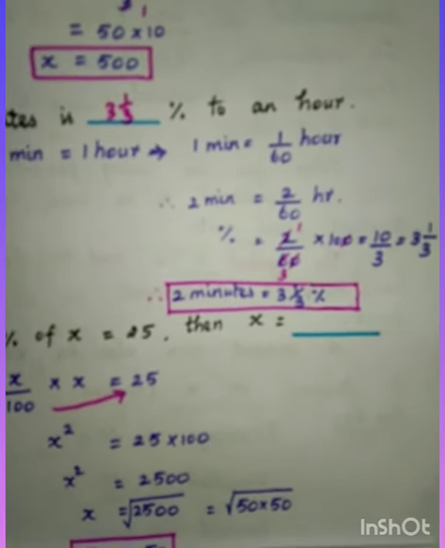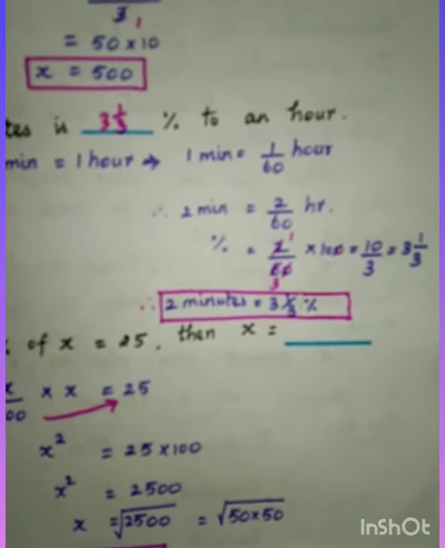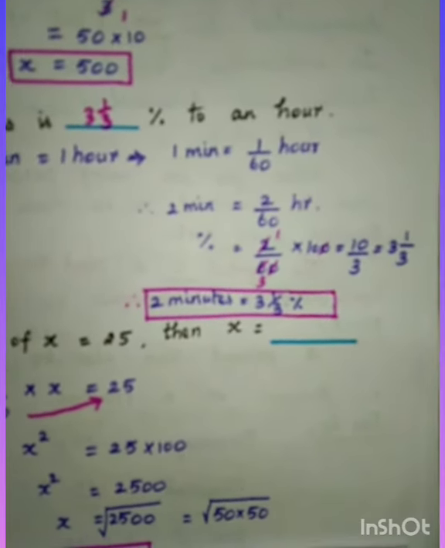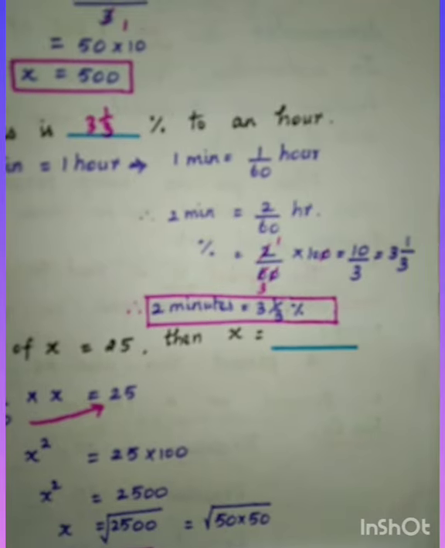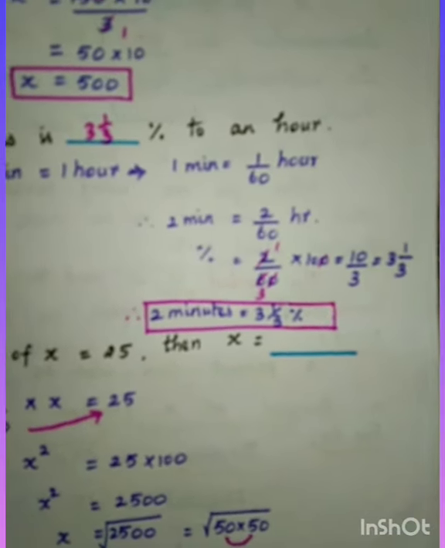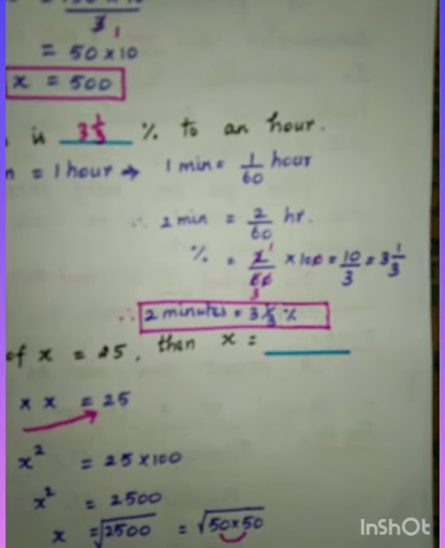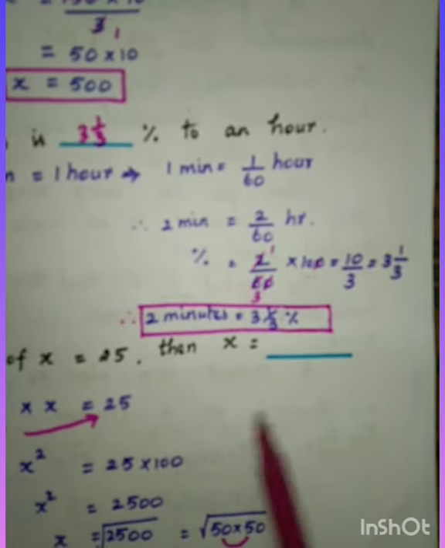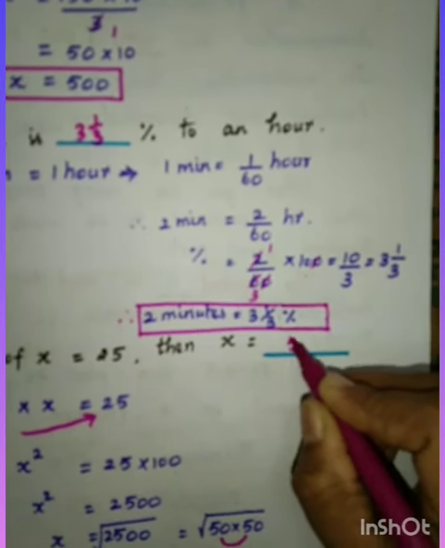Therefore x is equal to the square root of 2500. So for the square root of 2500, 50 into 50 is 2500. So from the pair we can bring one value outside. That is, x is equal to 50. Therefore x percentage of x equal to 25, then x is equal to 50.